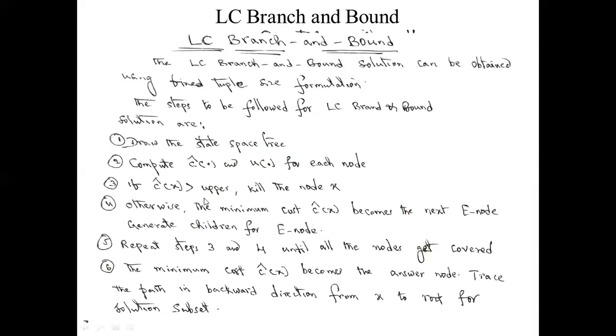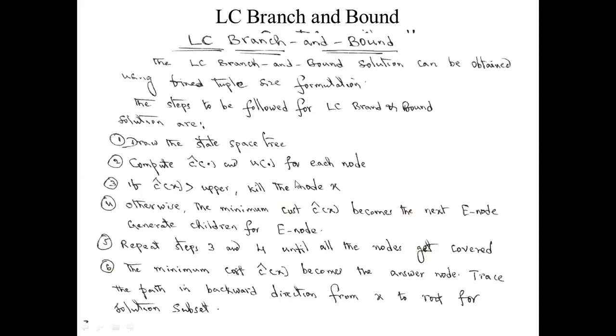Before selecting any node, first we need to kill or omit some nodes. Those nodes whose cost value is greater than the upper bound are killed. Every time we need to calculate the upper bound value. If the upper bound value is less than any node's cost value, immediately kill that particular node. Otherwise, we select the minimum cost node as the next E node and expand that particular node.